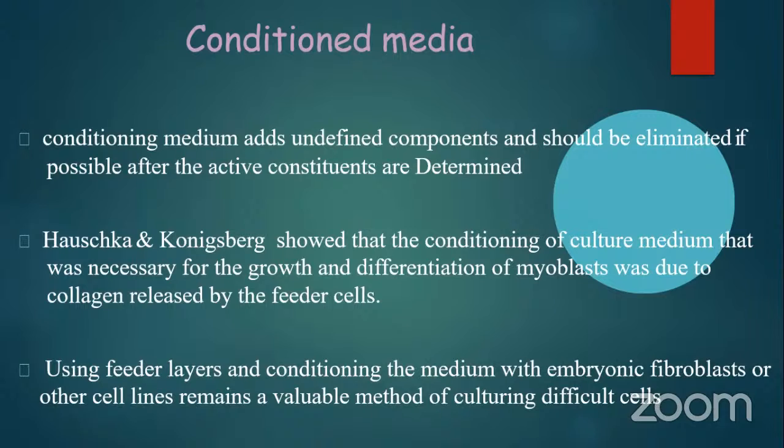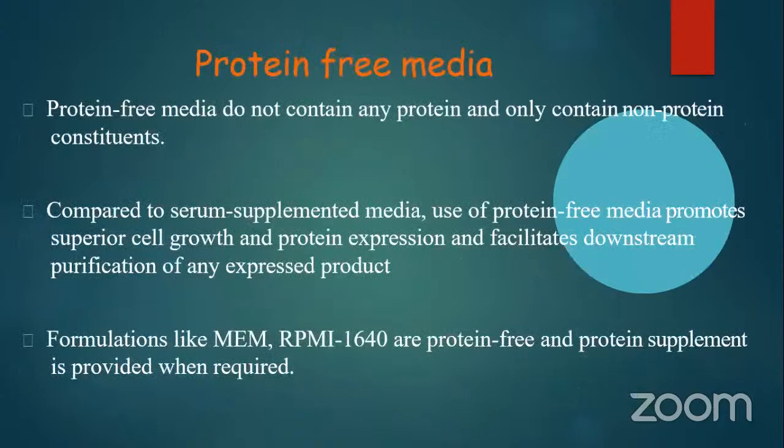So using feeder layers and conditioning the media with embryonic fibroblasts or other cell lines, they are very good for culturing difficult cells. Some cells will be very stringent, very determined, and cannot grow in any condition. So for culturing such kinds of cells, we can use this conditioned media or feeder layers.